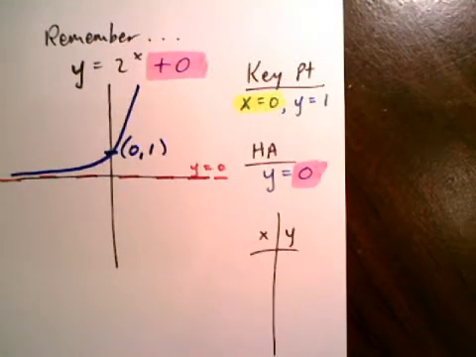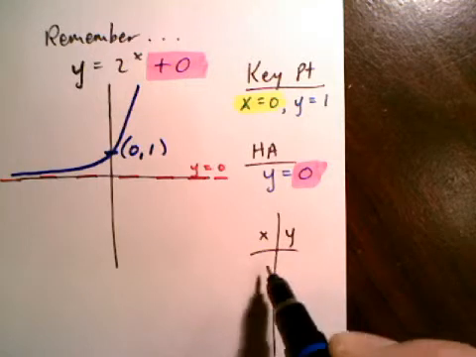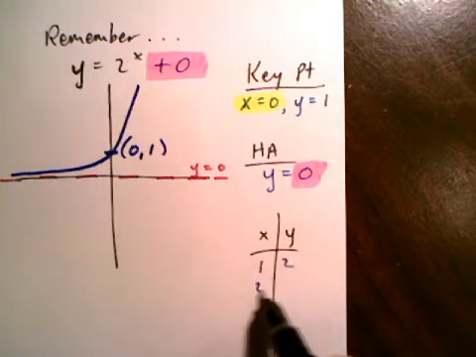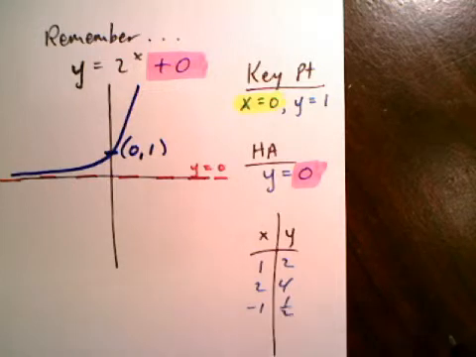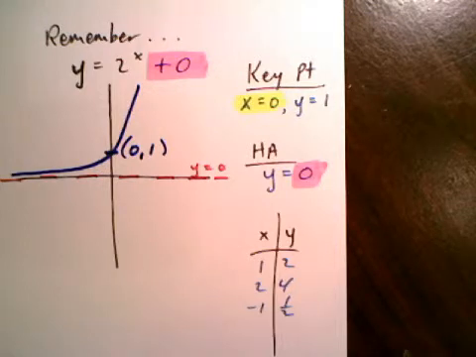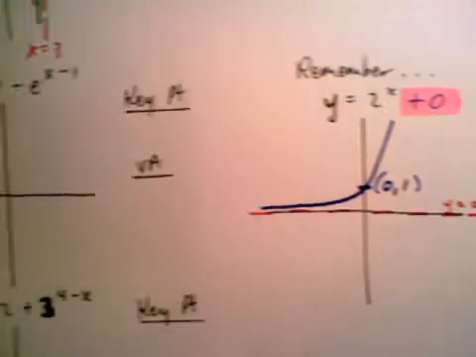And then you can plot some points here. You can pick some convenient values for x. You can see a pattern. When x is 1, y is 2. When x is 2, y is 4. When x is negative 1, y is 1/2. Okay, 2 to the negative 1 is 1/2. So you just plot some points and you can see the general shape, and you should remember what the general shape is anyway. And let's see how that works over here.